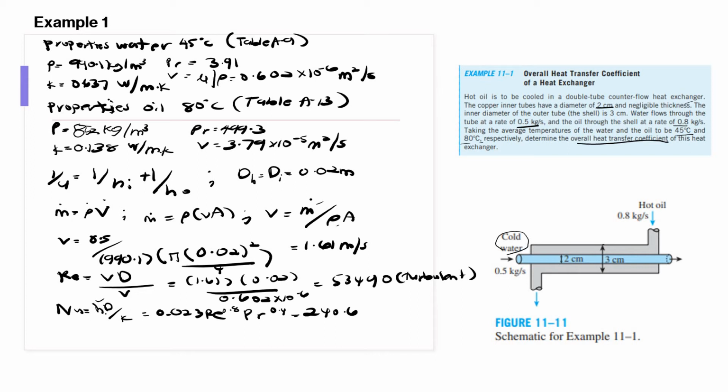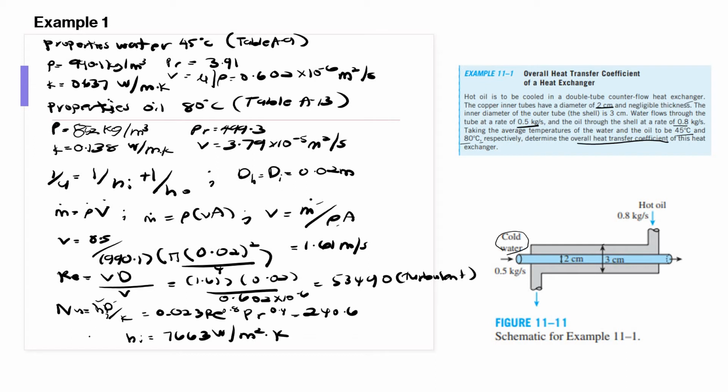So this would be hi. So we have D and also k. Hi you will get around 7663 watt over meter squared dot K. Okay, so complete for the inner tube.